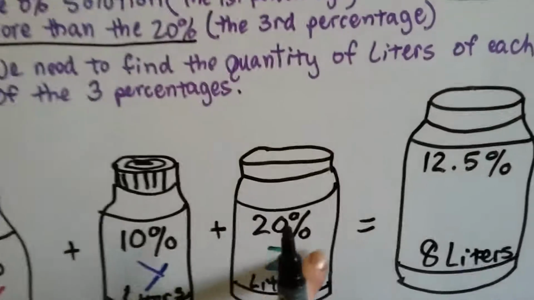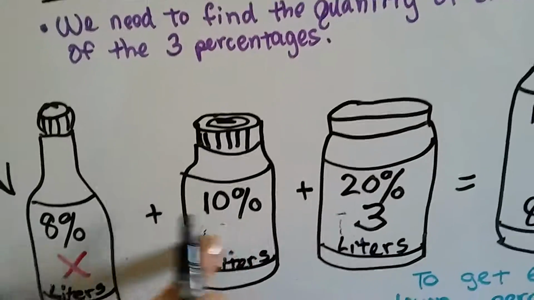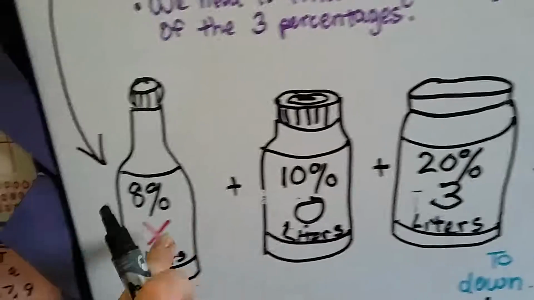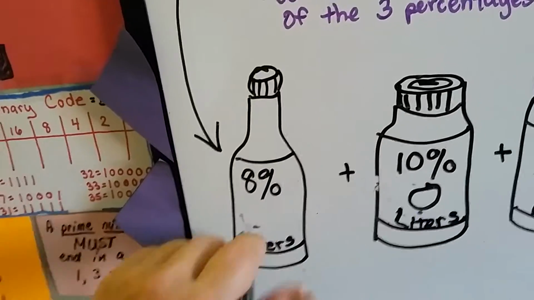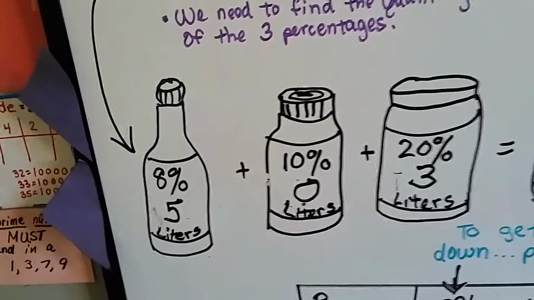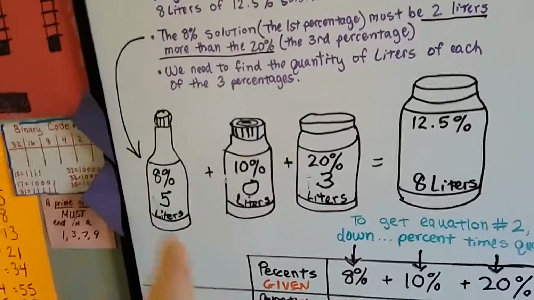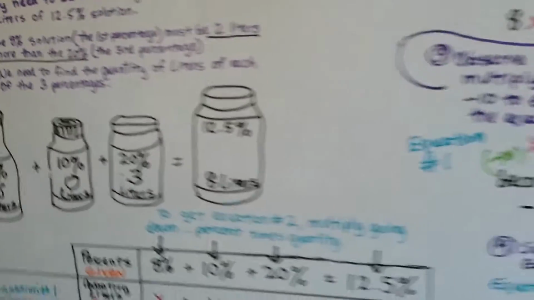The z is 3 liters. The y is 0 liters. And the x is 2 liters. I'm sorry, it's 5 liters. I'm not thinking here. Because it's 2 more than that one, right? So yeah, it's 5. All right, so we got 5 liters, 0 liters, 3 liters, and it totals the 8 liters. And now we've solved the whole thing. See?